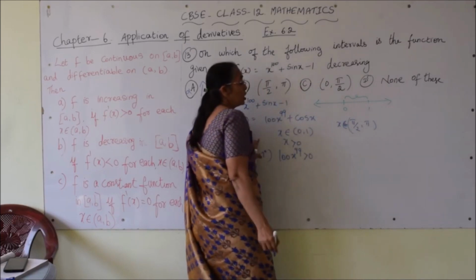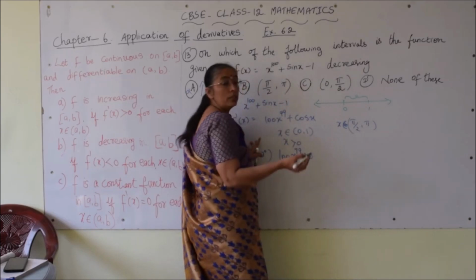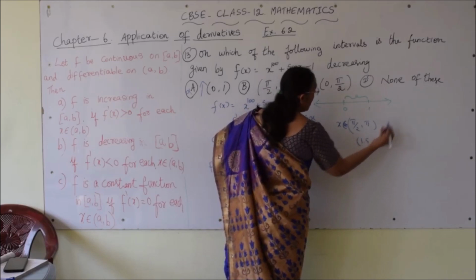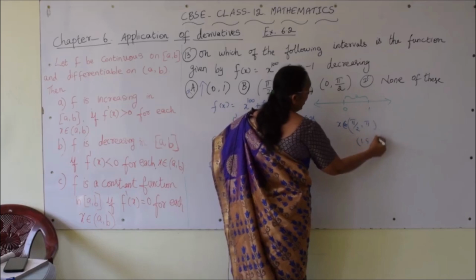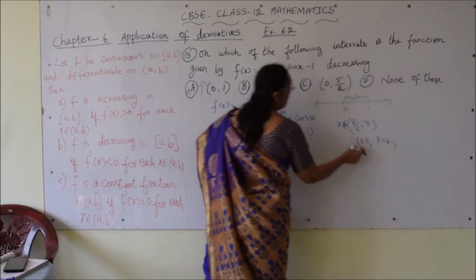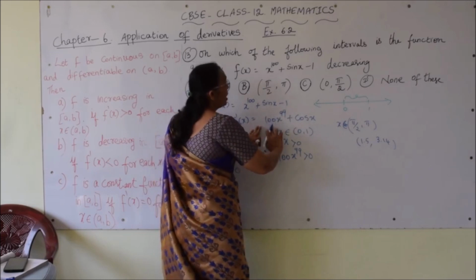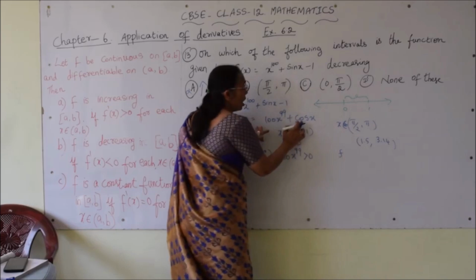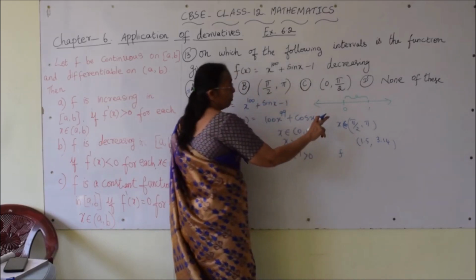Pi by 2 is 22 by 7 divided by 2, or we can go for 3.14, whatever it is, it will be near 1.5, and pi is nothing but 22 by 7 or 3.14 only. So, in this interval 1.5 comma 3.14, 100x power 99 is positive. So, therefore, again it is pi by 2 to pi.